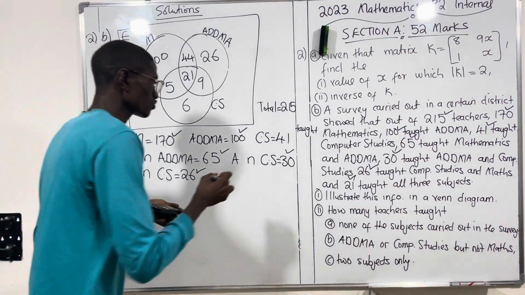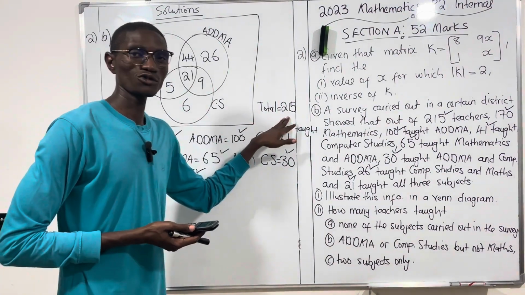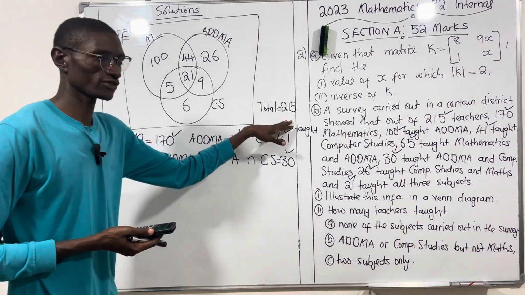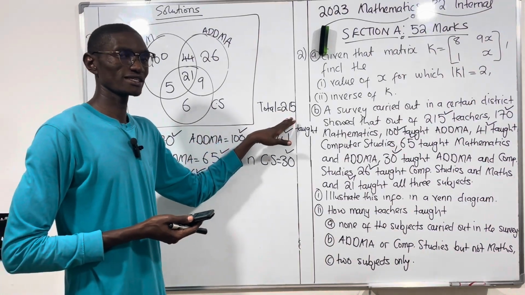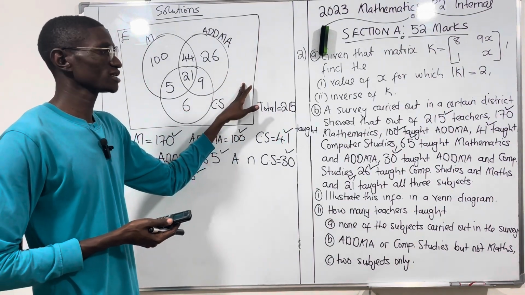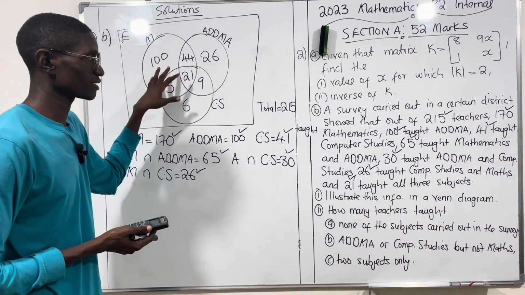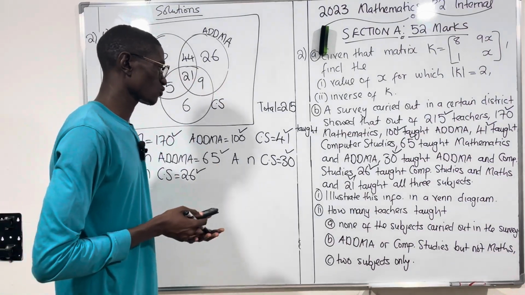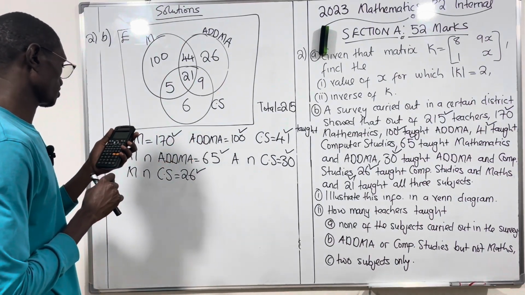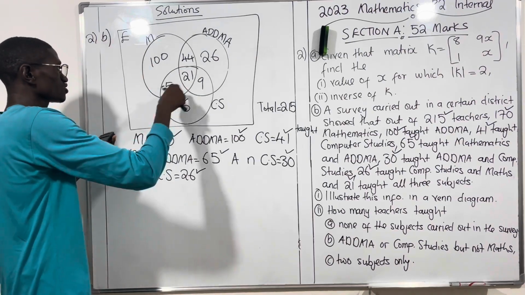Now, we are also told to say the total should be 215. So let us add everything and see if we're going to get 215. If we don't get 215, then the difference we're going to find goes outside the sets. It means those teachers did not teach any of these 3 subjects. So that's a value that's going to go outside the sets. So another thing we can even confirm is each of these sets.